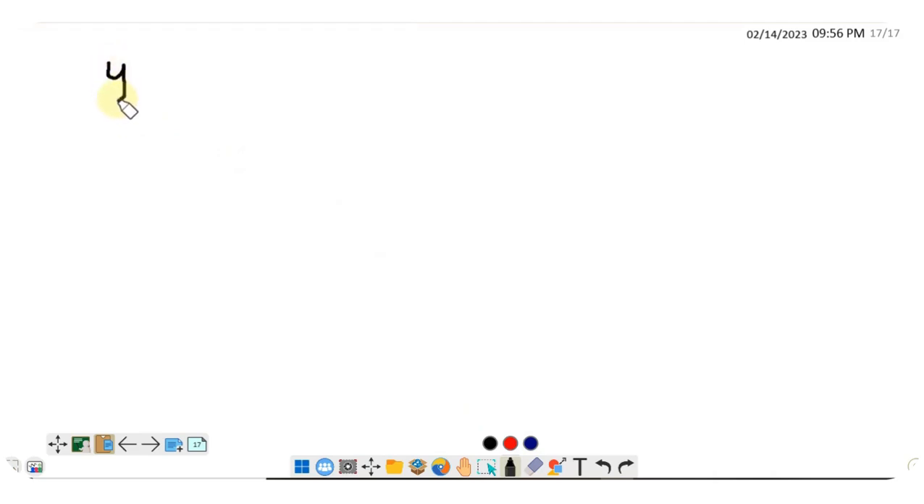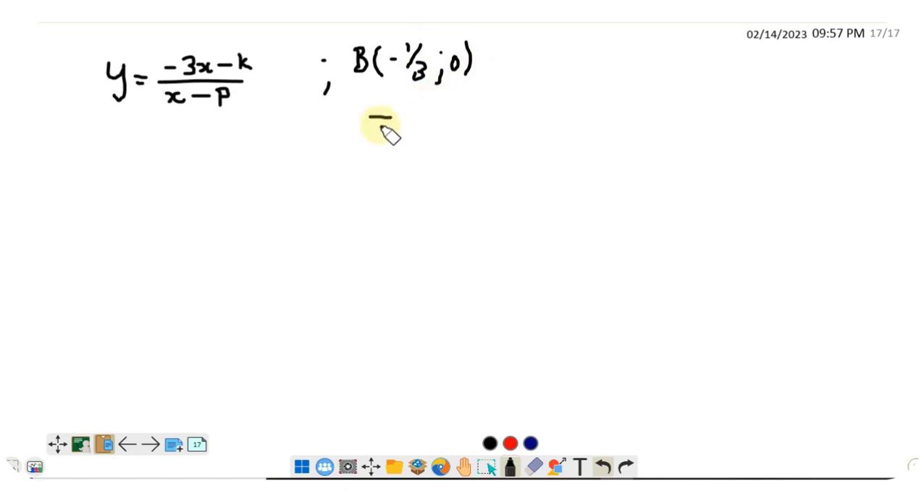We were given y equals (-3x minus k) over (x minus p), and we were given one point coordinate B, negative 1 over 3, 0, and we were given T, which is a point of the asymptote.